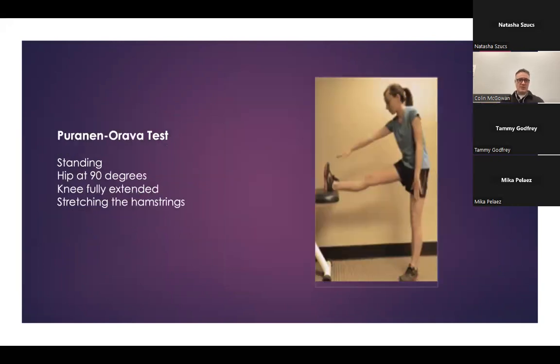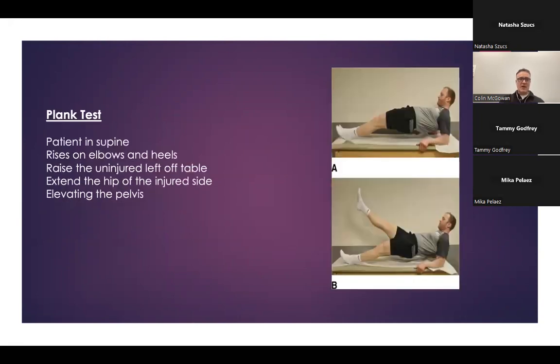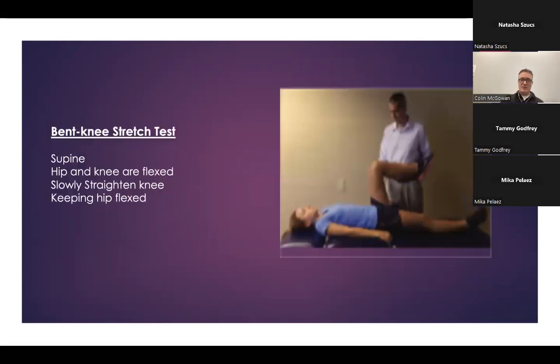And this one is incredibly creative. It just looks like a hamstring stretch. So same thing, hip at 90 degrees, straighten the leg, stretch it out. The plank test, it's not being stretched at all. It's just putting tension through it. Basically you're bridging and holding yourself up with the affected leg. And that's another way of assessing it.